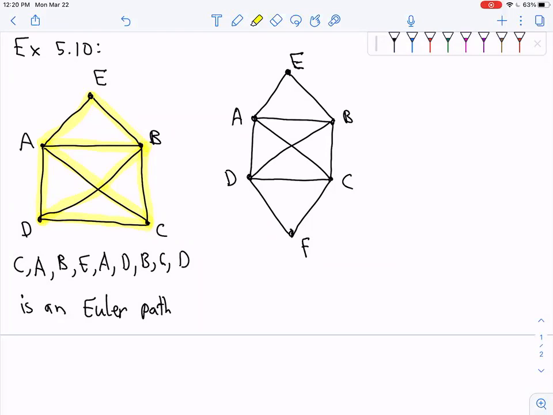So we go from C to A to B to E to A to D to B to C to D, and this was our original Euler path, and now we have two edges left, and luckily we can just take them, F and then C. So what was it? C, A, B, E, A, D, B, C, D, F, C is an Euler circuit.